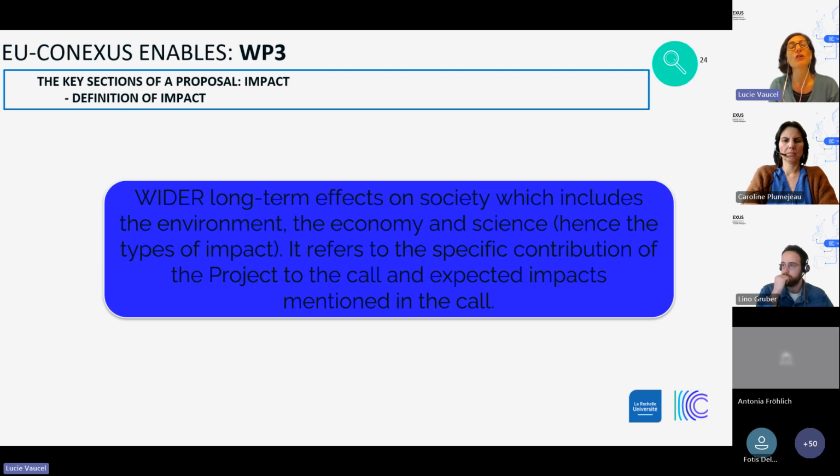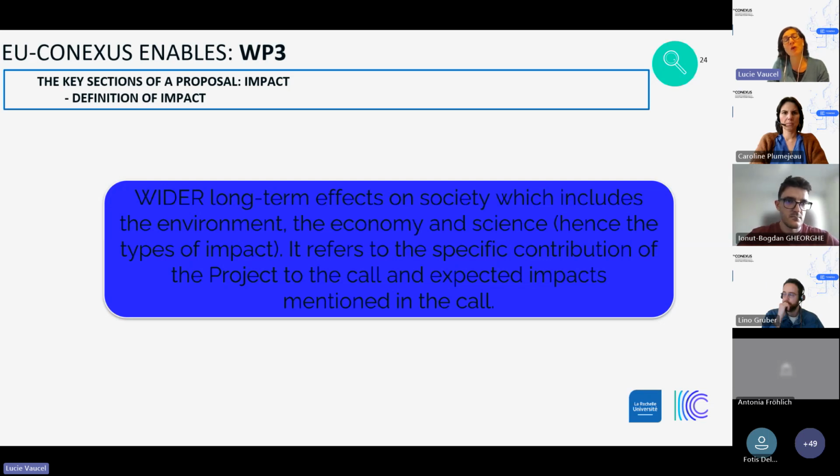In Horizon Europe calls, you always have precise impacts referred to in the call description, and the evaluators, reviewers expect you to really respond to the expected impacts mentioned in the call, and to plan in your work during project implementation specific actions to reach these expected impacts.